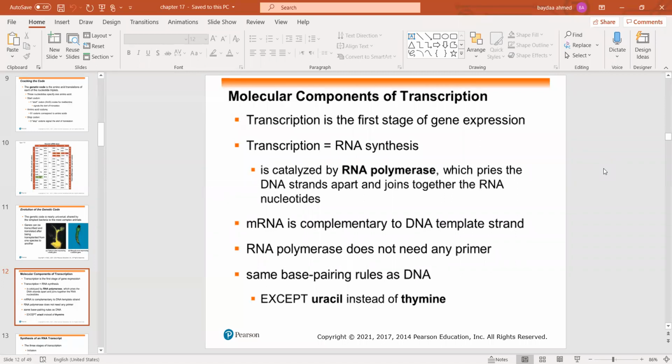Messenger RNA, the carrier of information from DNA to the cell's protein synthesizing machinery, is transcribed from the template strand of a gene. An enzyme called RNA polymerase pulls the two strands of DNA apart and joins together RNA nucleotides complementary to the DNA template strand, thus elongating the RNA polynucleotide.